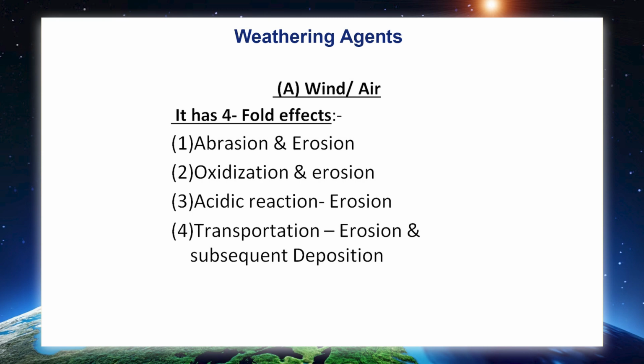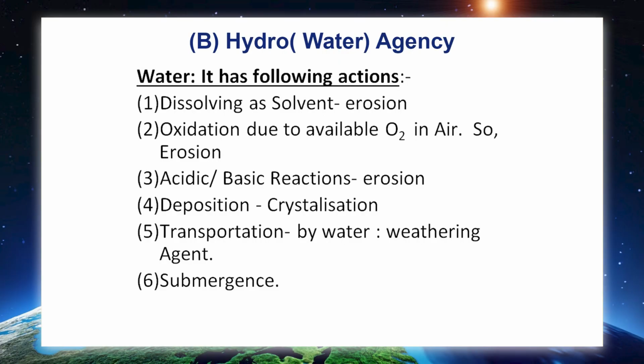Weathering agents, see, there are a few weathering agents. Wind, air, has fourfold effects: abrasion and erosion, oxidation and erosion, acidic reaction and erosion, transportation, and subsequent deposition. Next. Hydro, water is also a weathering agent. Water has the following actions: dissolving as solvent, it causes erosion, oxidation due to available O2 in air, like rusting. How does Fe2O3 form?